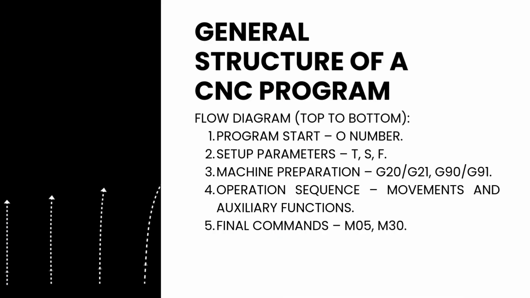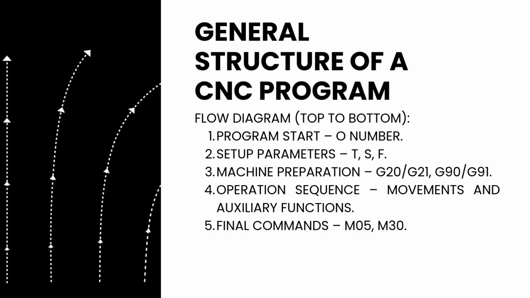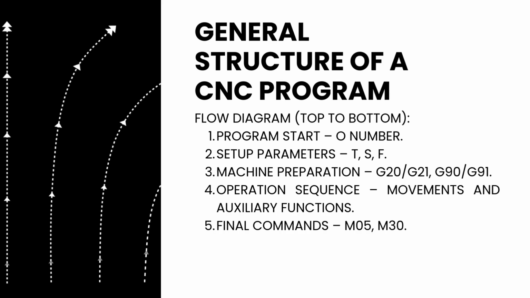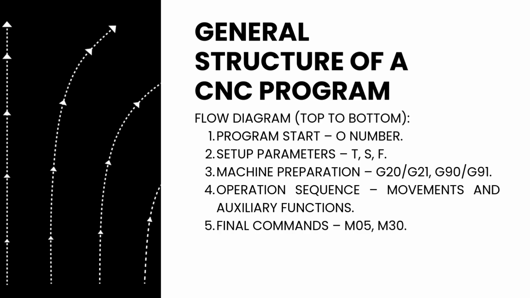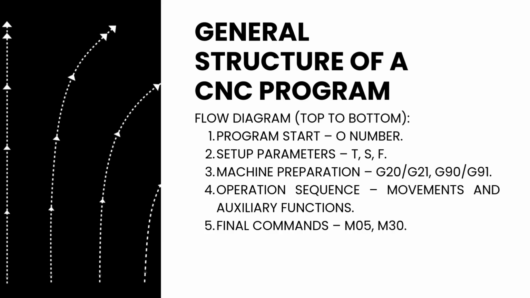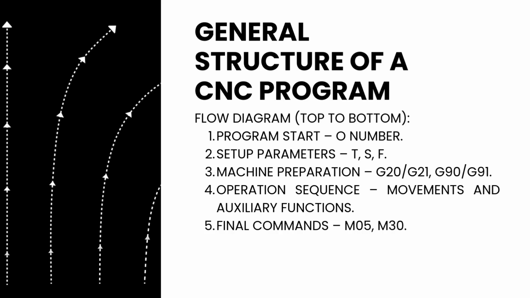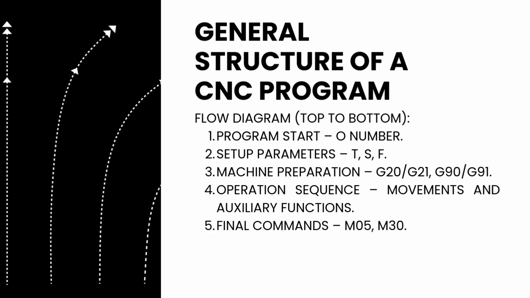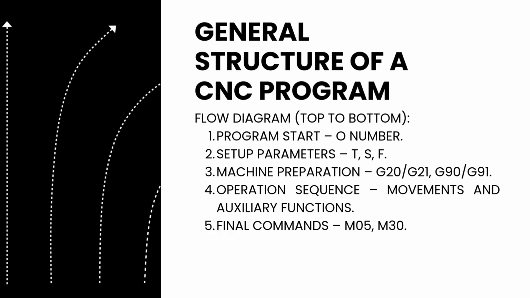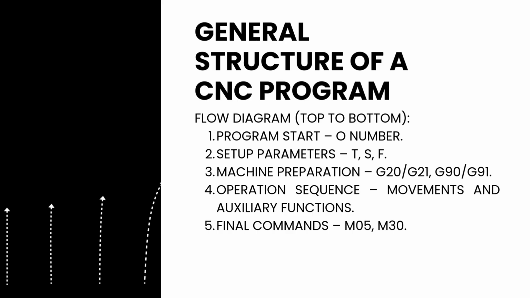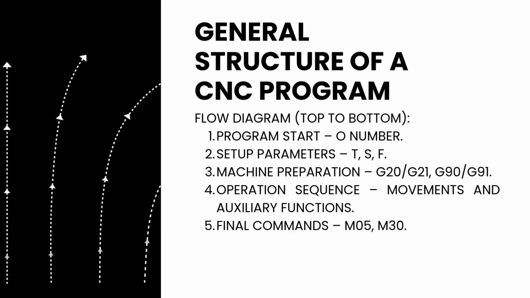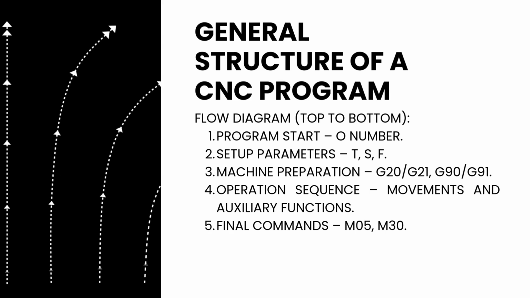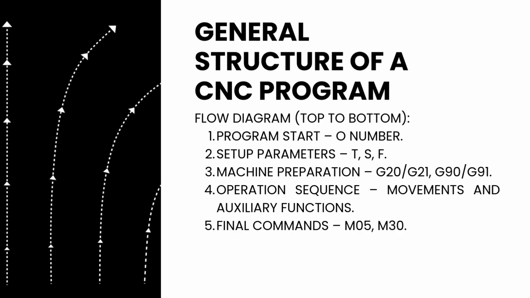After the program number, we set up the machine parameters. This is where we choose the correct tool using the T command, define the spindle speed with the S command, and determine the feed rate with the F command. These values are critical. For example, machining aluminum requires different speeds and feeds compared to stainless steel. The wrong parameters can result in poor surface finishing, excessive tool wear, or even damage to the machine.